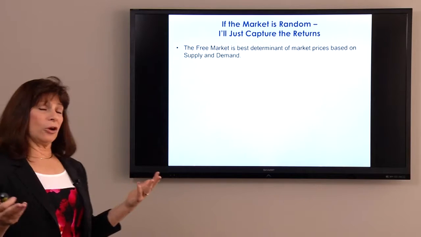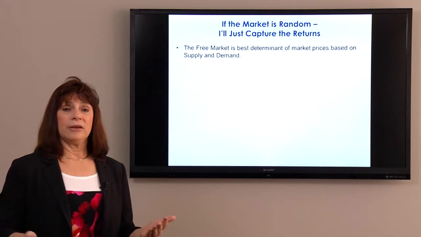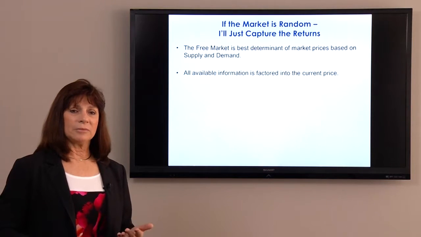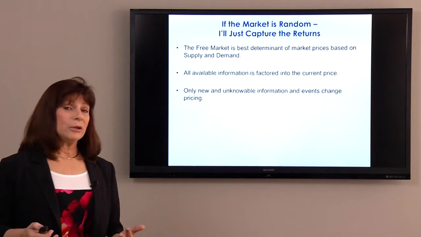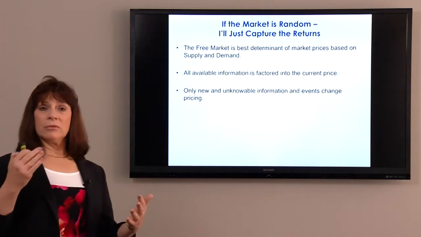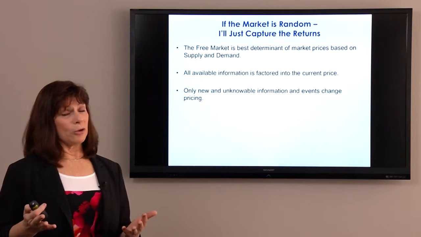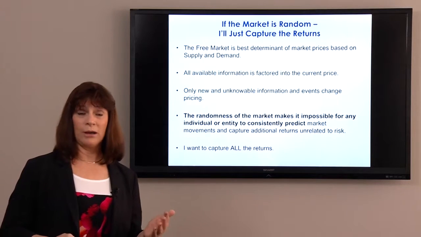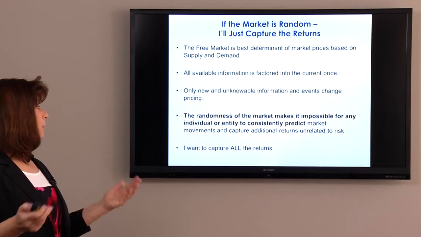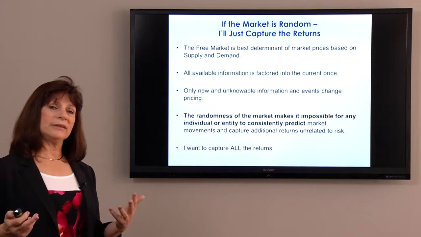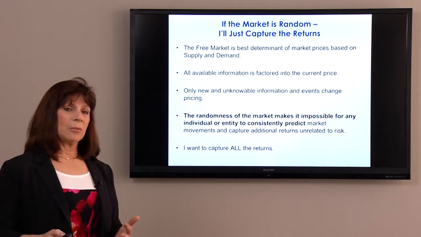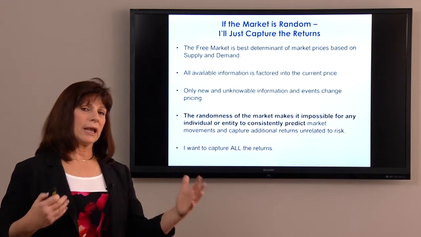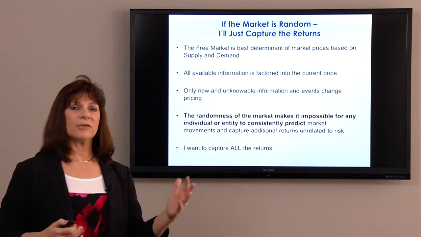The free market is the best determinant of market prices based on supply and demand. All available information is factored into the price of the stock. Only new and unknowable information would cause these pricings to change. And I don't know about you, but I don't know anybody who knows unknowable information. And if they do, and they're doing insider trading, we know that's not right. The randomness of the market makes it impossible for an individual or entity to consistently predict the market. So instead of trying to chase these returns, why don't I just try to capture the returns that I know are there based on the data?